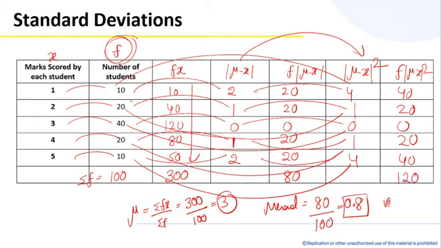Now the variance is nothing but the mean of the squares of the absolute deviations. So here 120 has to be distributed. Don't forget that I need to divide by 100, which is going to be 1.2. So variance is going to be how much? 1.2. What is going to be the standard deviation? Root over 1.2. It is also close to 1.1.